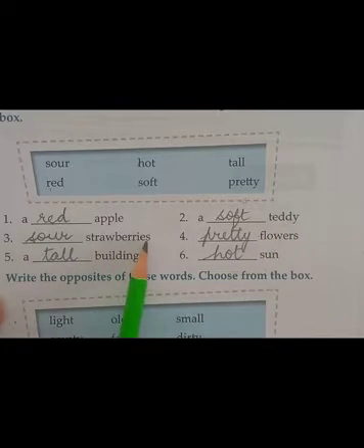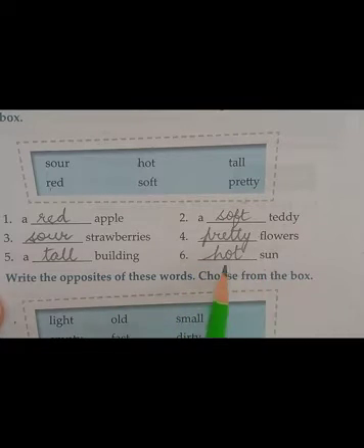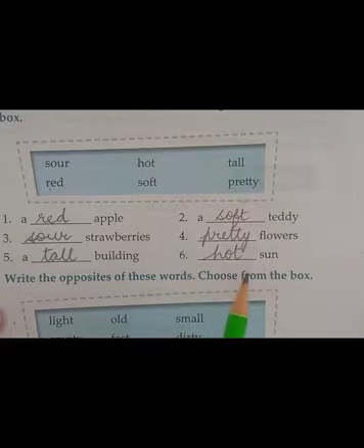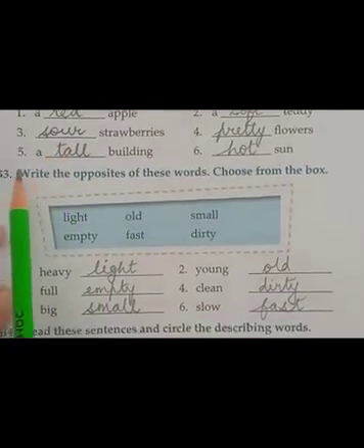Sour strawberries. Strawberries are sour. They are not sweet. They are sour. Fourth, pretty flowers. Flowers are very pretty. They are beautiful, pretty. A tall building. Hot sun. Sun is hot. As you all know, sunlight is very hot. We get heat from the sunlight, from the sun. So, write them and learn.